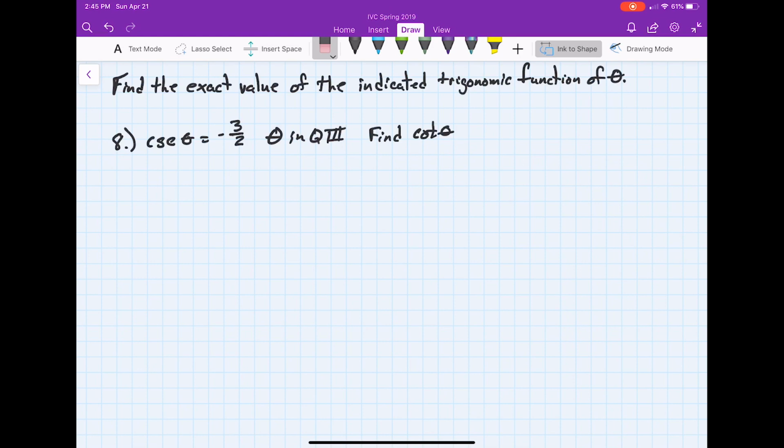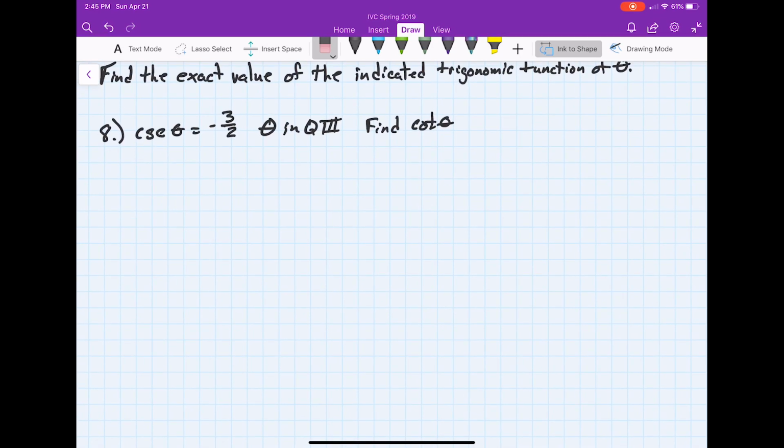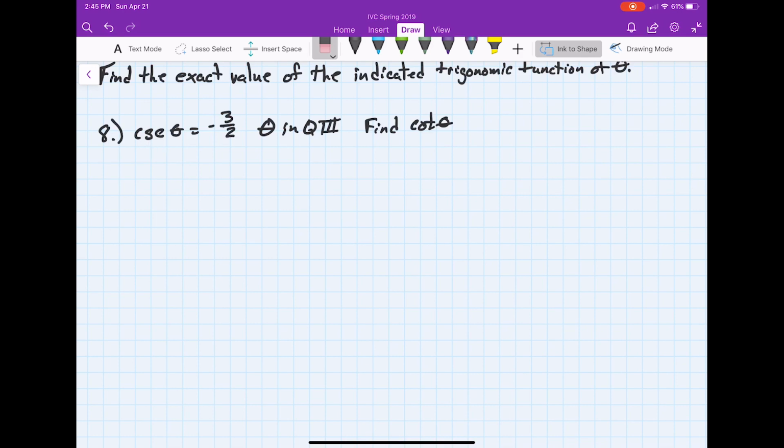Number 8. Find the exact value of the indicated trigonometric function of theta. All right, so we've got a cosecant. We know cosecant of theta is defined by 1 over sine of theta. So sine of theta for this would be negative 2 over 3. So we're just kind of flipping those over. And sine of theta is defined as y over r. So we know what our y component is. It's negative 2. And our radius is 3.